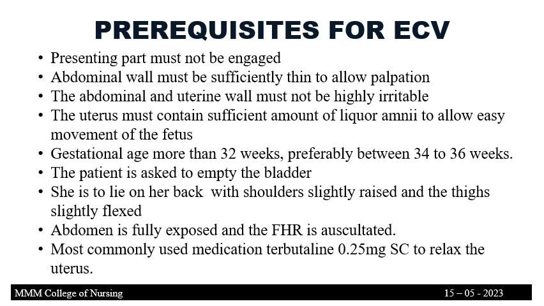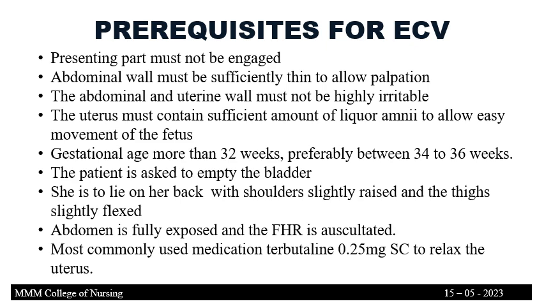So the abdominal wall must be sufficiently thin, and the abdomen and the uterine wall must not be highly irritable, because whatever procedure we are doing on the abdomen, palpation and everything, the mother should not go into labor. Okay, so it should not be highly irritable. The uterus must contain a sufficient amount of liquor amnii to allow easy movement of the fetus.